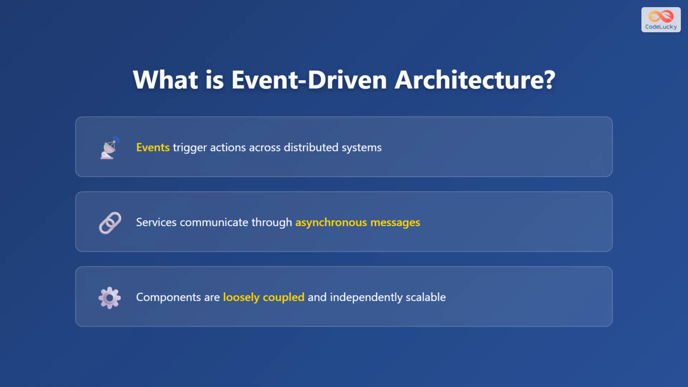Event-driven architecture is a design pattern where events trigger actions across distributed systems. Instead of components directly calling each other, they communicate through asynchronous messages. This creates loosely coupled components that can scale independently. Think of it like a notification system where different services listen for specific events and respond accordingly, without needing to know about each other directly.